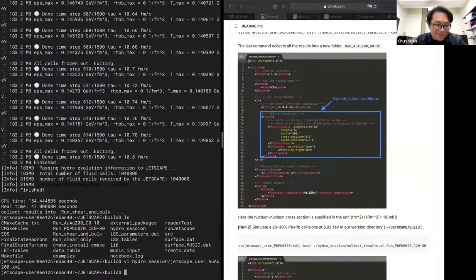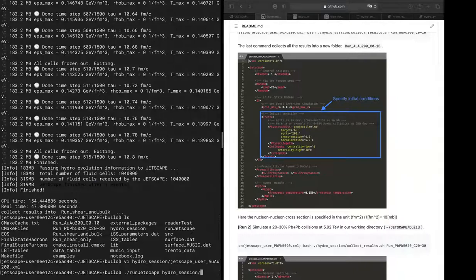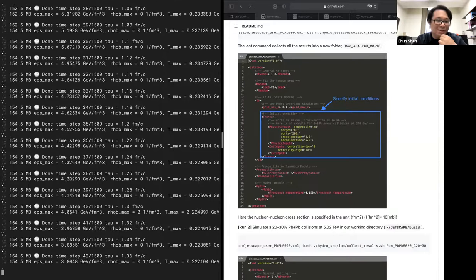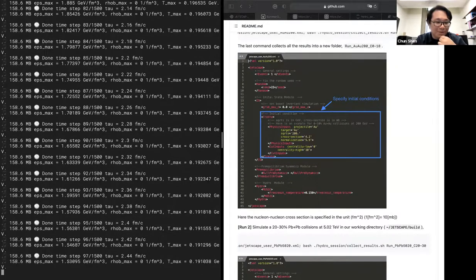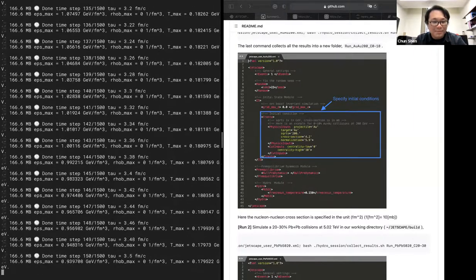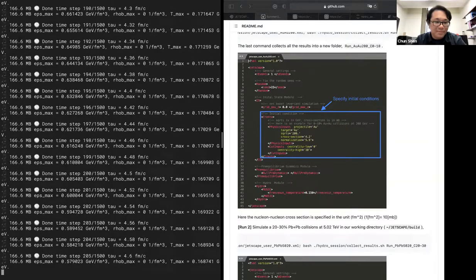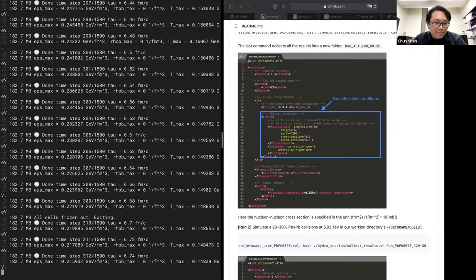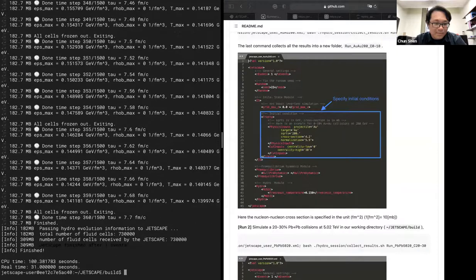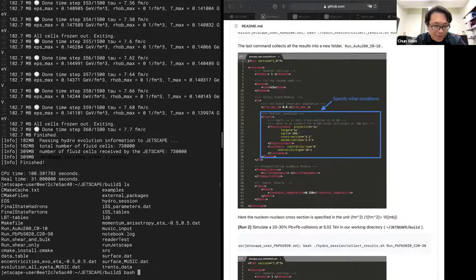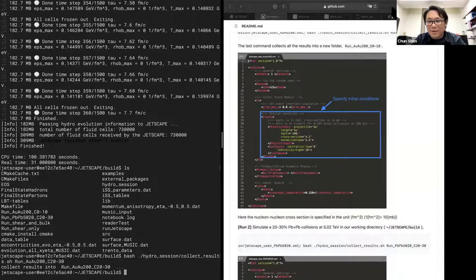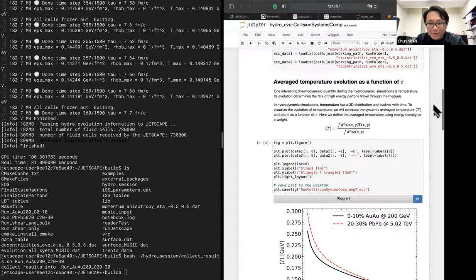Oh, it's not 20 to 30. So we will just run this. First we'll run this one, which will be gold-gold 200 at 20 to 30%. And then we'll sweep it into a folder that we can make a plot with. Right, and I'll sweep this one into a different folder, 20 to 30. And now I can go to my Jupyter notebook and add another curve here.